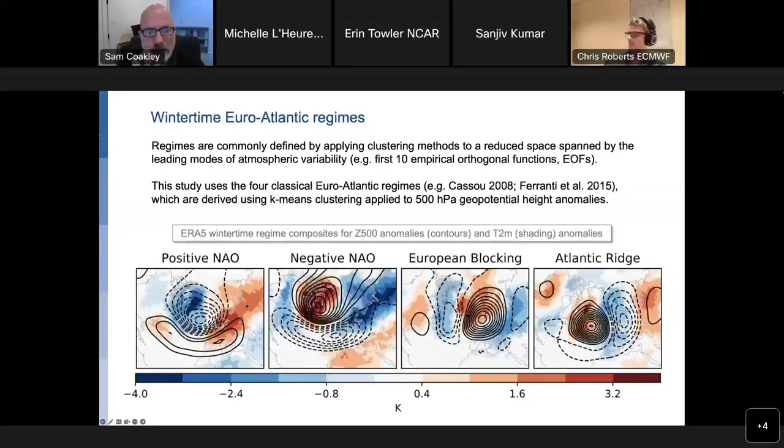And these regimes are usually defined by applying some sort of clustering method, often to some reduced space spanned by the first few EOFs. What I'm going to talk about today is focusing on these four different, often called the classical EuroAtlantic regimes, and these are derived using k-means clustering applied to geopotential height anomalies over this subdomain. And here you can see them defined for the ERA5 reanalysis. So the black lines are contours for geopotential height anomalies for the regime composite means, and the shading is for the associated 2-meter temperature anomalies. Again, you can see this positive NAO is associated with warmer and typically wetter conditions over Europe. And similarly, the negative NAO is sort of the reverse image, so cooler and typically drier conditions over Europe. And then we also have a Scandinavian or European blocking regime with the high centered over Northwest Europe, and then an Atlantic ridge regime with the high centered further over the central North Atlantic.